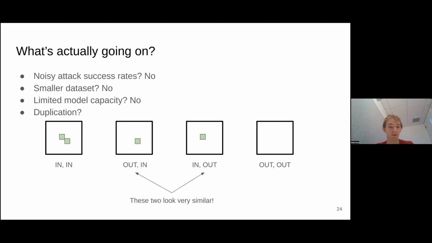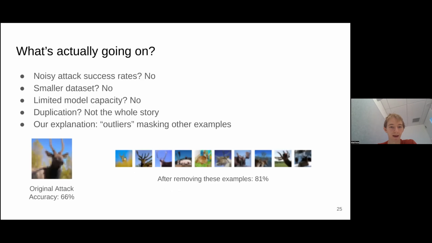It turns out that if you do remove the duplicates, a lot of these points do have their membership inference success rates go up. They become more vulnerable. But this doesn't explain the whole effect, why all of these points are impacted by this privacy onion effect. The explanation that we ended up with is a little bit more general than this duplication story. Essentially, there are outliers that are masking other examples in the training set.